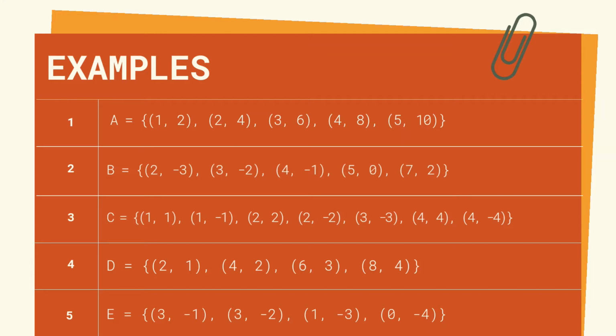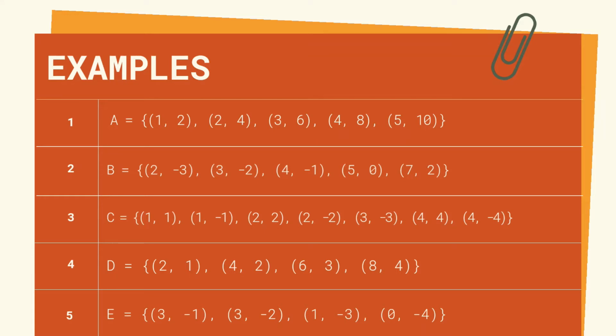For our second example, B is the set of (2, -3), (3, -2), (4, -1), (5, 0), and (7, 2). This set of ordered pairs is a function because there are no repeating numbers in the domain. For our third example, C is the set of (1, 1), (1, -1), (2, 2), (2, -2), (3, -3), (4, 4), and (4, -4). Notice that there are repeating numbers in the domain. Therefore, this set of ordered pairs is a relation.